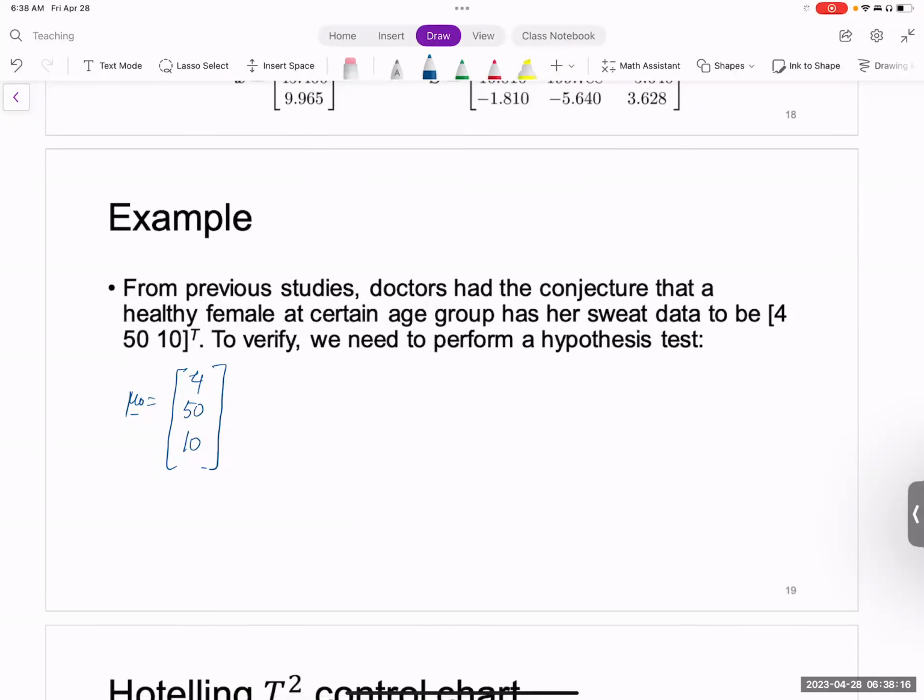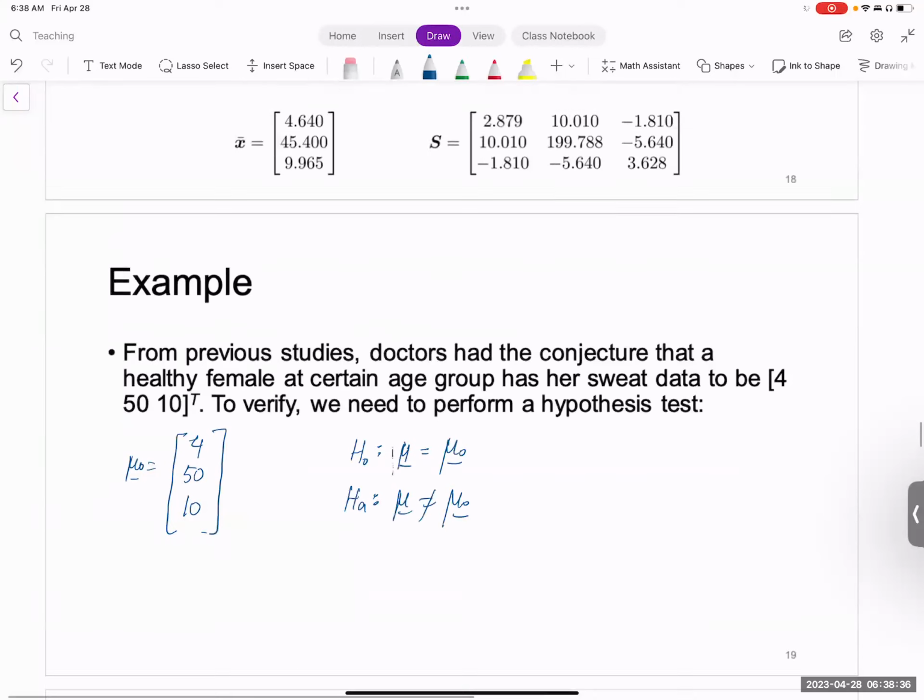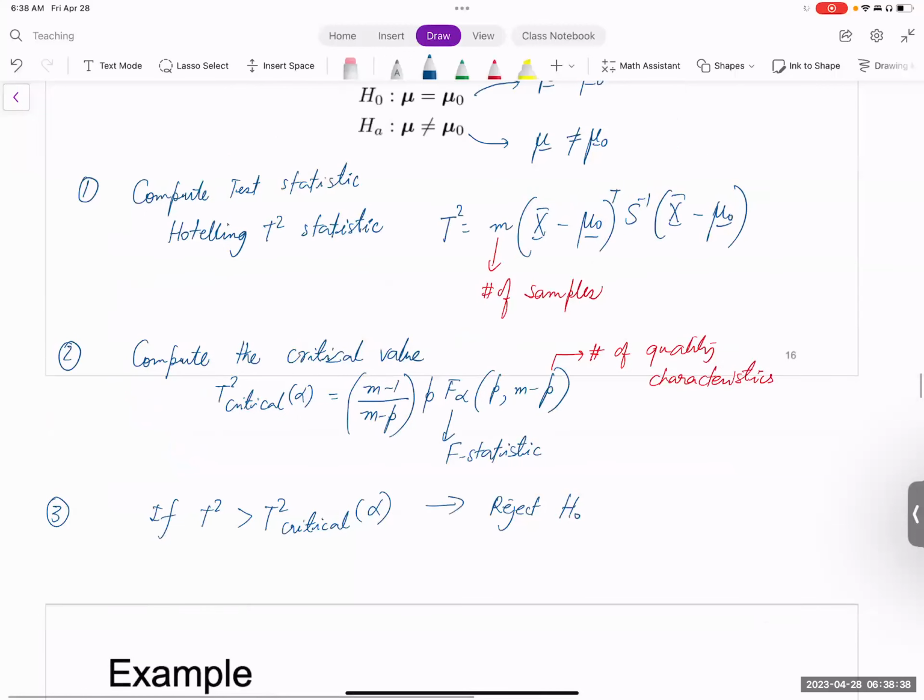To verify this, we need to perform a hypothesis test. So we really want to test H0: mu under bar is equal to mu under bar 0, and H alternate: mu under bar is not equal to mu under bar 0. Now to do hypothesis testing, we need two things. Let's go back. We need to have this x over bar under bar, and we need to have this matrix S.